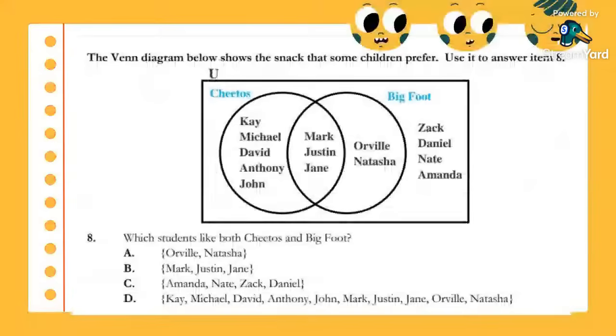Let's move on to question 8. In question 8, we're looking at a Venn diagram. Thank you for sharing. The Venn diagram below shows the snack that some children prefer. Use it to answer item 8. So let's look. Remember this U here means the universal set, all the things, all the parts that we're considering. Ones who like Cheetos, ones who like Bigfoot, and the ones who don't like anything at all.